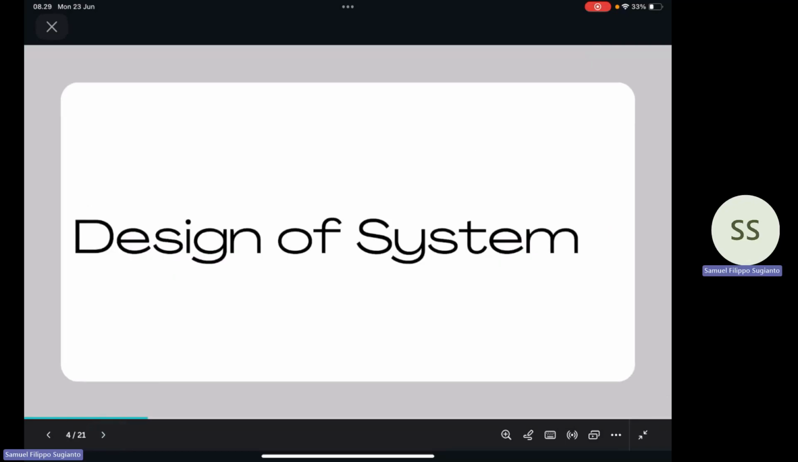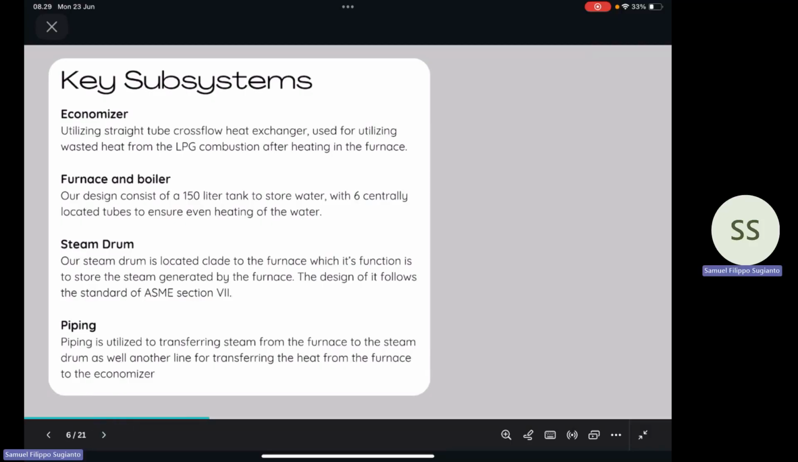Design of the system. The key subsystems in our design are the economizer or preheater, which utilizes a straight tube cross flow heat exchanger to utilize the waste heat from the furnace from the LPG combustion, and then heat the water before it goes to the furnace. The furnace and boiler consist of a 150-liter tank to store the water, with 6 centrally located tubes to ensure even heating of the water.